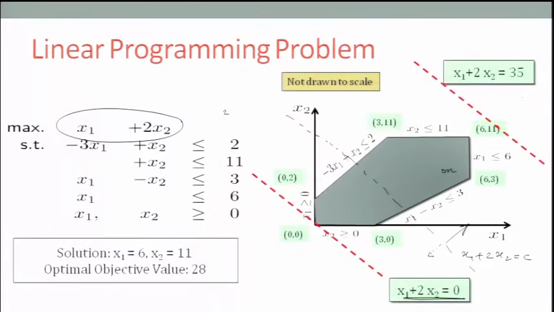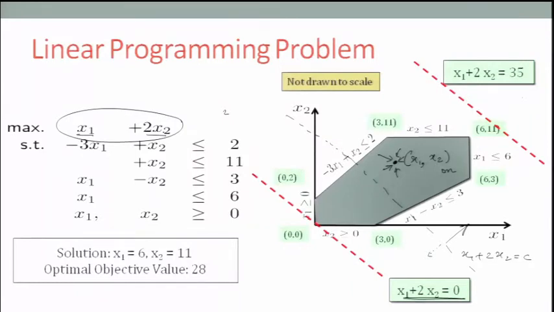The goal of a linear programming problem is to find a point x1, x2 inside the feasible region, inside the green region, so that this function x1 plus 2x2 is maximized.